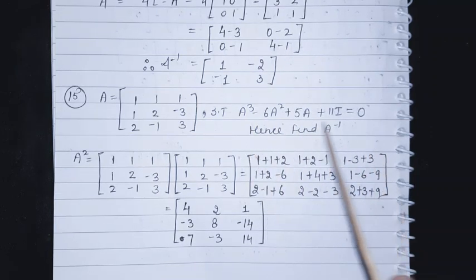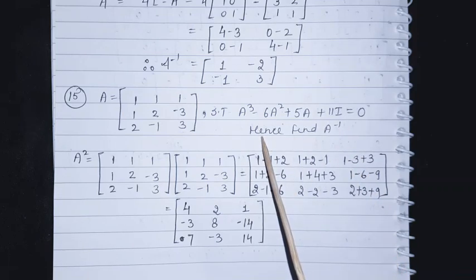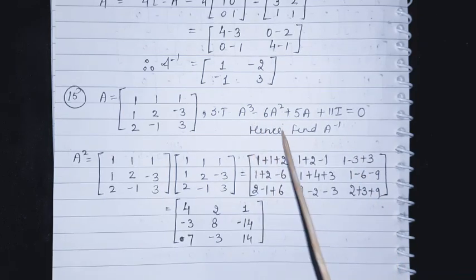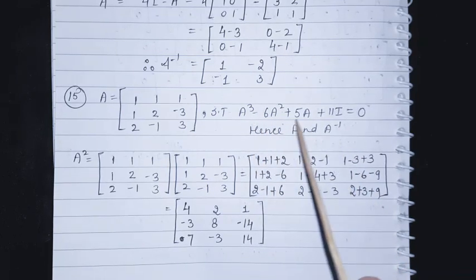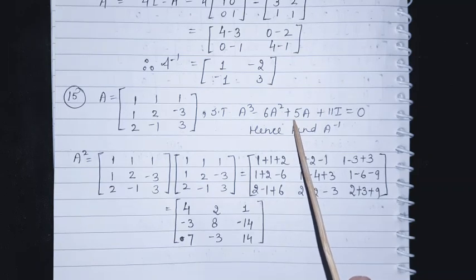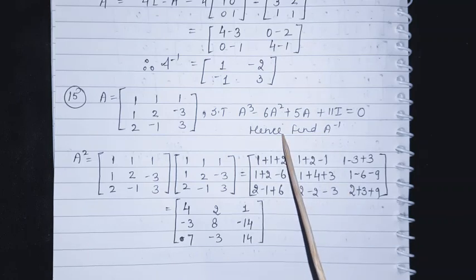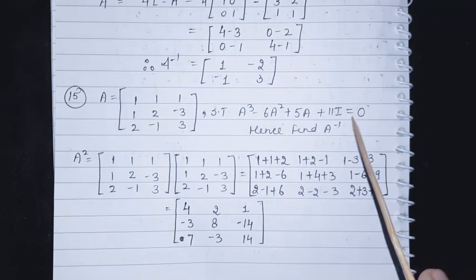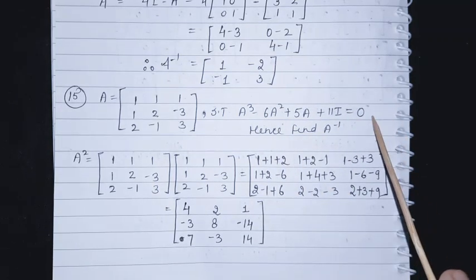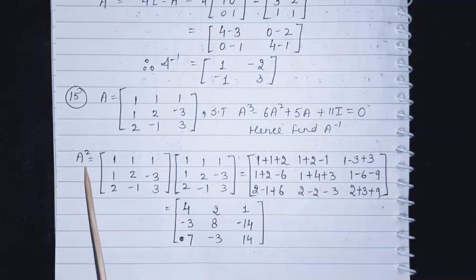So in this question, first we will prove this, and then this word hence is used here, so we will find A inverse using this result only. So always remember, whenever it is hence find A inverse, it means that we have to make use of this matrix equation only. So let's start with the solution.